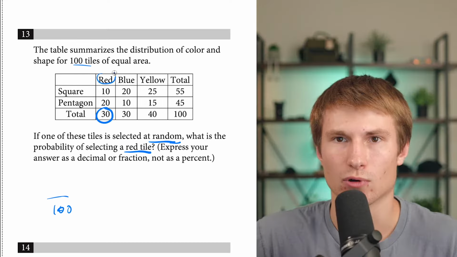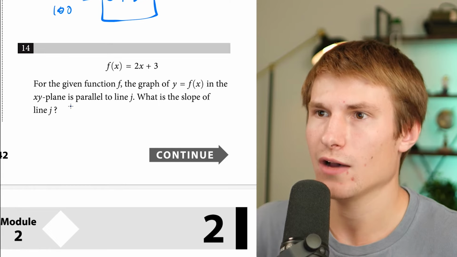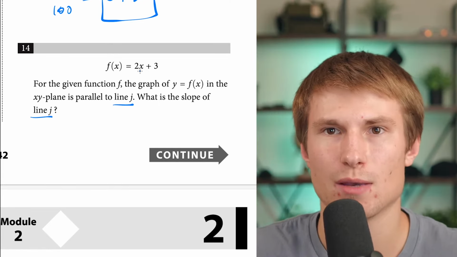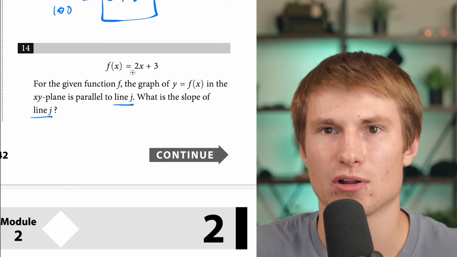Moving on to 14. Given function f, the graph of y equals f of x in the xy plane is parallel to line j. What's the slope of line j? Parallel lines have the same slope. The slope of f of x is 2, therefore the slope of j also has to be 2.